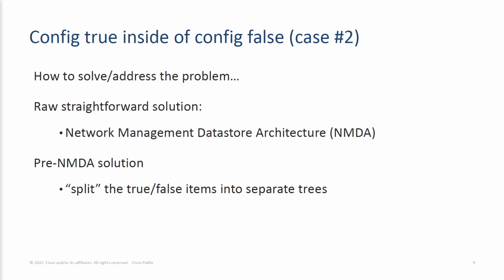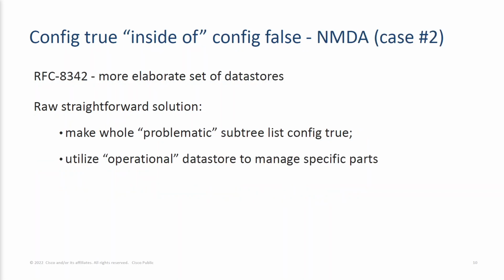How to address the problem? The most straightforward path is to utilize the Network Management Datastore Architecture. As an alternative, we could do some cloning of the conflicting parts of the model, as we will show on the following slides. NMDA, RFC 8342, provides details on the extended set of data stores that the standard brings in. The whole problematic subtree we could change into config true data and utilize the NMDA's operational data store to display and allow configuration of necessary items.